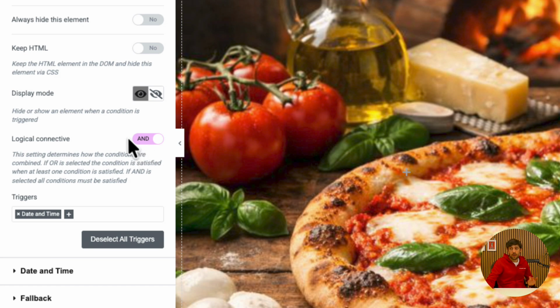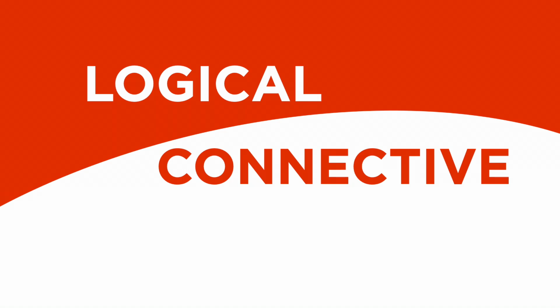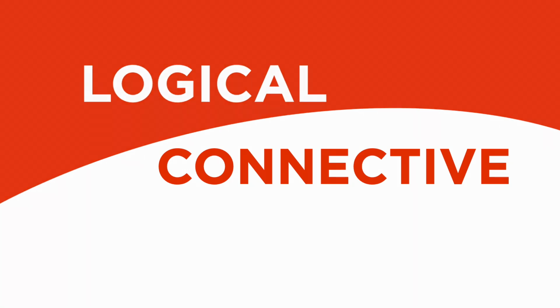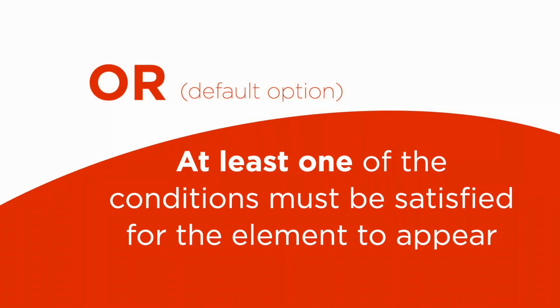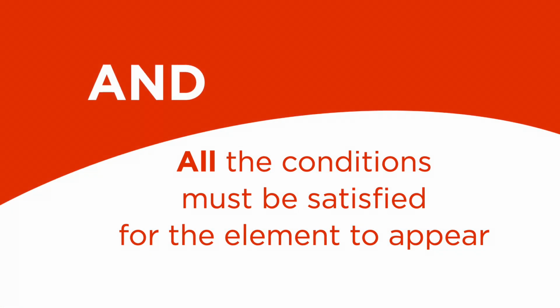But there's also another option. For example, you want to show the banner only when at least one of these conditions is satisfied. In this case, you go under visibility, and in logical connective, you enable the option all. In this way, the plugin will show the banner even if just one of the conditions is satisfied.